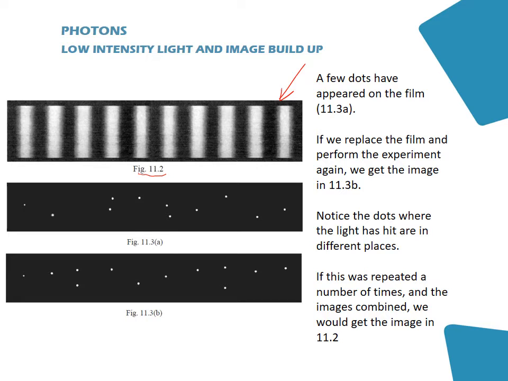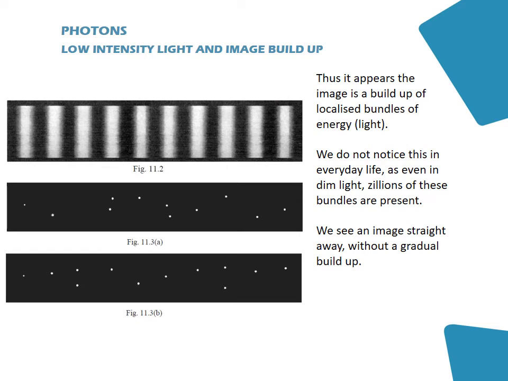And as you can see, the image represented in the second and third images there just does not reflect our understanding of light interfering as a wave. So it's this build-up of the tiny dots that forms the top image that we're used to seeing. When we see an image straight away without a gradual build-up, it looks like that straight away. But you can start to imagine that it's a very strange phenomenon, and it wasn't able to be explained by our understanding of light moving and interacting as a wave. So something else must have been happening.